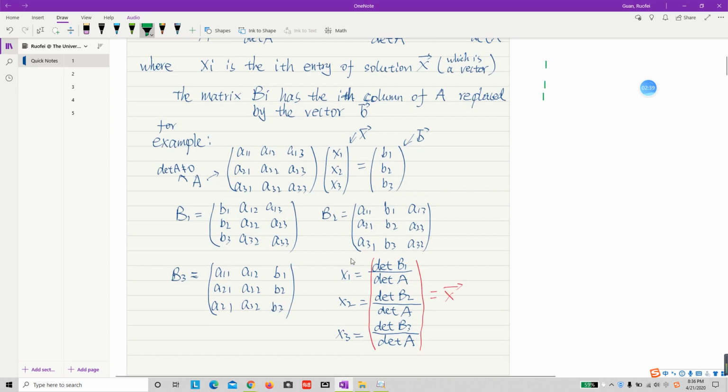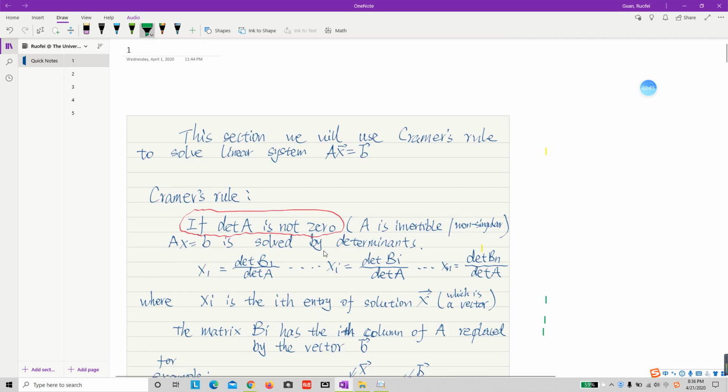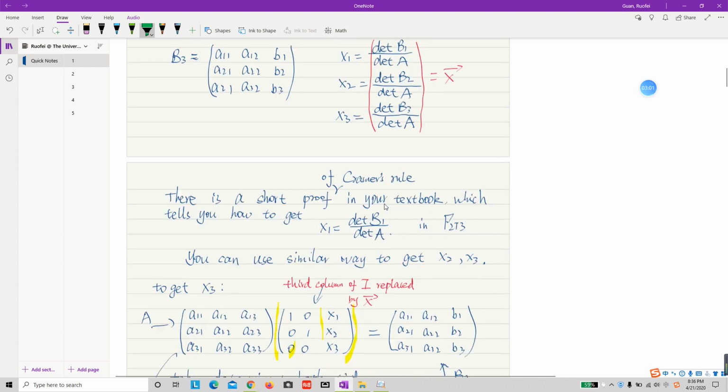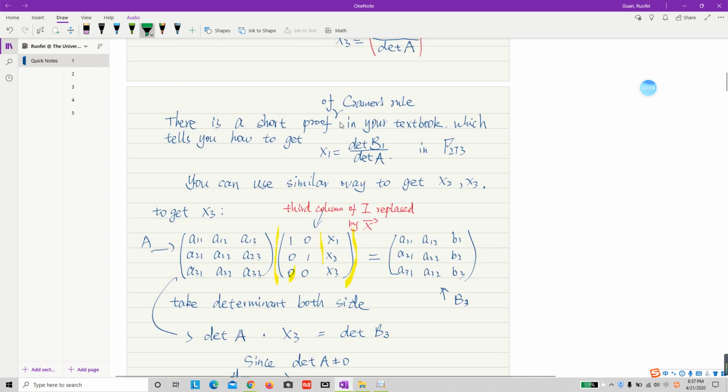And then we use the formulas of Cramer's rule. So x1 is determinant B1 over determinant A, x2 is determinant B2 over determinant A, x3 is determinant B3 over determinant A. So this is the solution vector x. There's a short proof of Cramer's rule in the textbook, which tells you how to get this formula, and you can use a similar way to get x2 and x3.